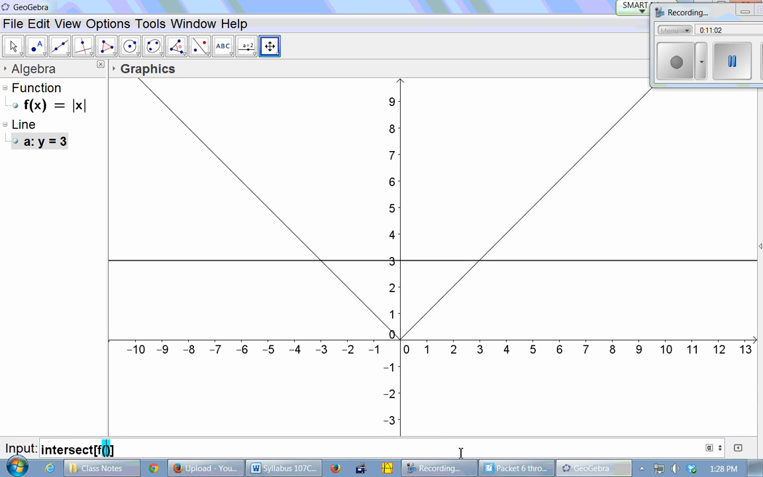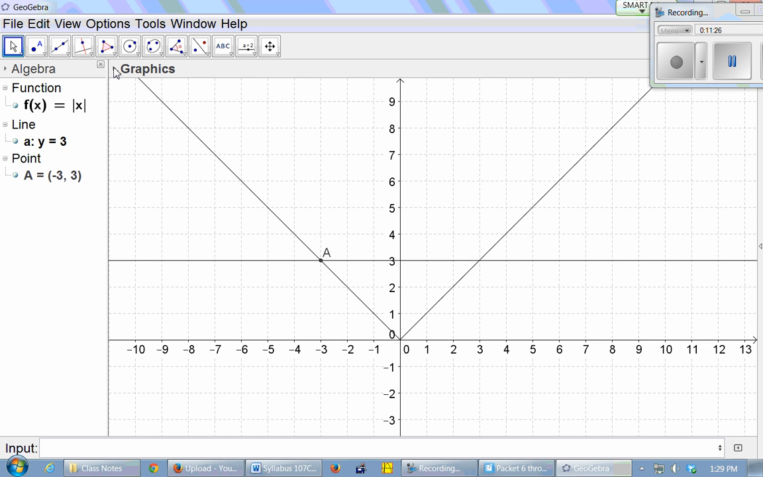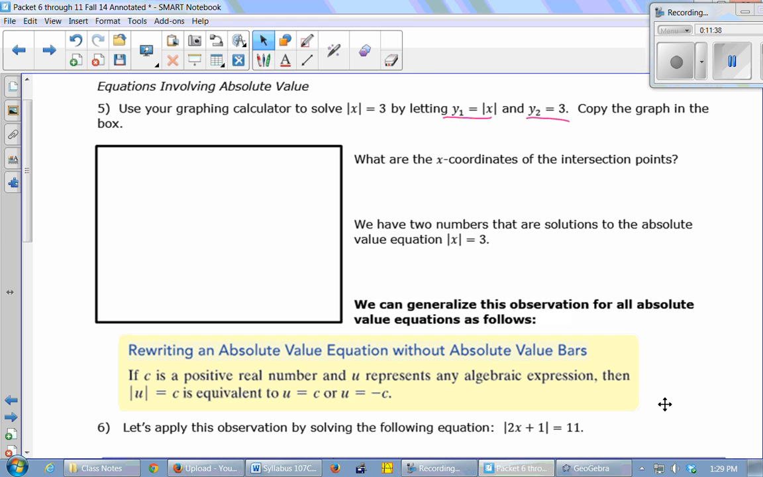square bracket, f of x, comma a. And it only does one. This is so weird. That happened to me yesterday too. So it only gave me 1, which is at negative 3, 3. Can you read what this one is right off the graph? 3, 3. It might help if I show the grid. There we go. So now this one's at negative 3, 3. This one's at 3, 3. So what are actually the solutions? Negative 3 and 3. It's the x coordinate of those points. So x equals positive 3 or negative 3.